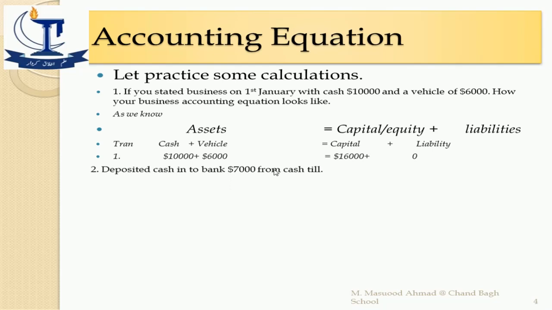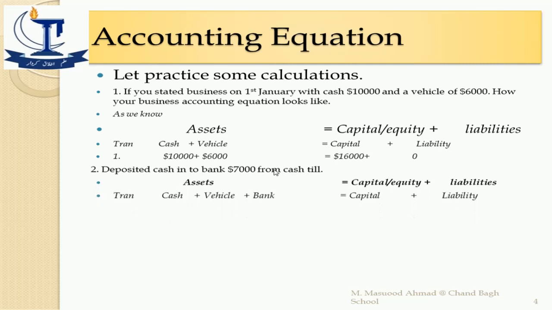Let's do another transaction: the business has deposited 7,000 cash from the office cash till to the bank. What could be the impact? The impact would be on the asset side only. There isn't any change on the right hand side of the equation, that is capital and liability, but a slight change has occurred on your asset side. Your cash will decrease by 7,000 and another asset will emerge, that is bank. Let's see. Here it is. Your bank will emerge on the asset side.